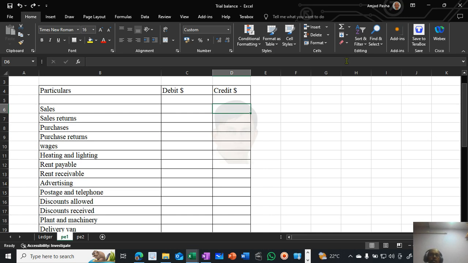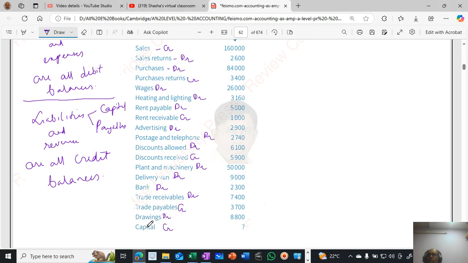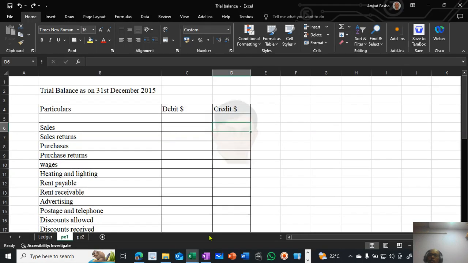So we can prepare the trial balance. Seeing the question, here you can see this is the question which is available. You can note it down, or take a screenshot, or if you have the textbook, you can use it, and then we will just finish it off.